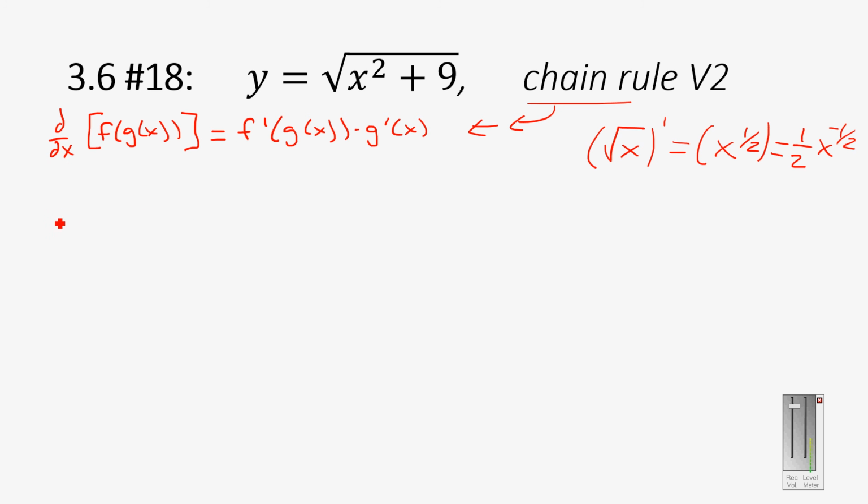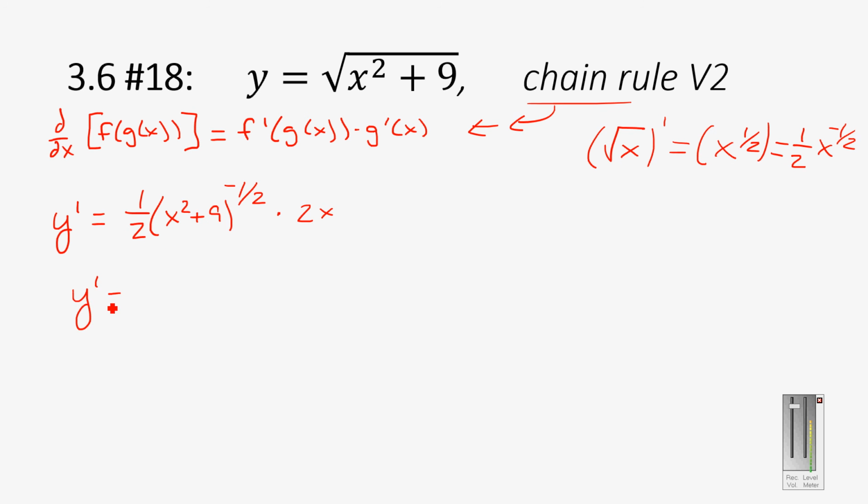So let's say that y prime is equal to the derivative of the outside, which is 1/2 times x, but x in this case is x squared plus 9, to the minus 1/2, times the derivative of the inside. So the derivative of x squared plus 9 is just 2x. And I'm wondering if there's anything else I can do here. Well, x squared plus 9 to the negative 1/2 puts this stuff in a square root in the denominator.